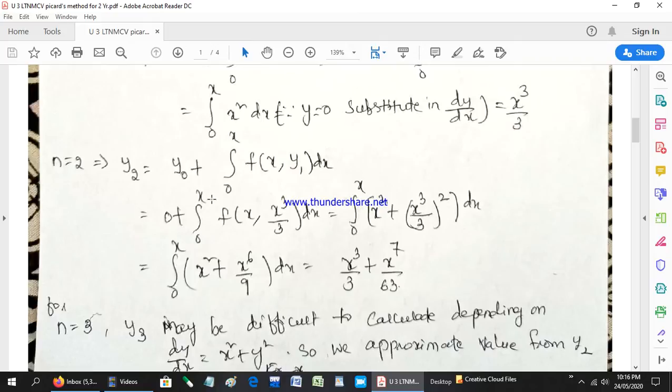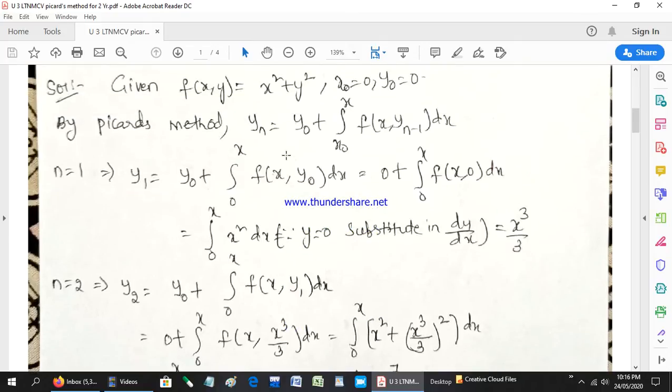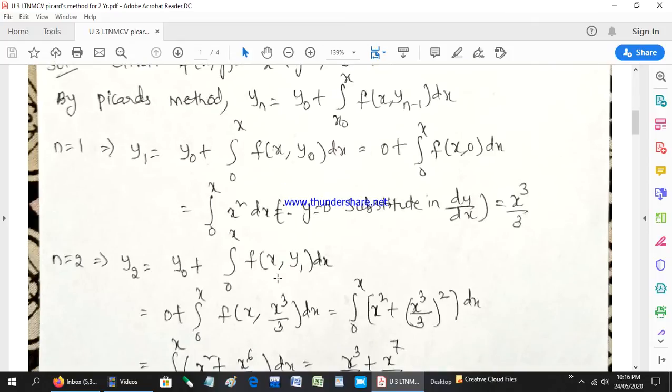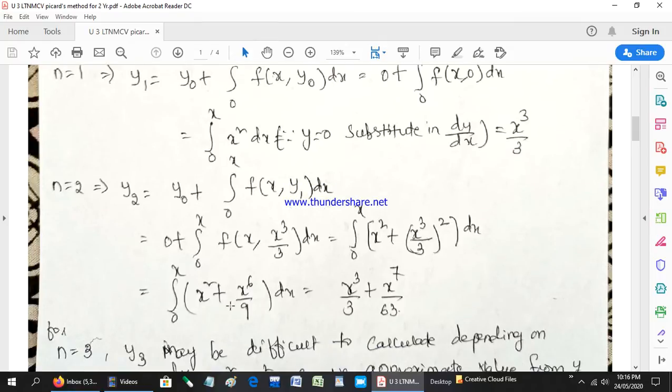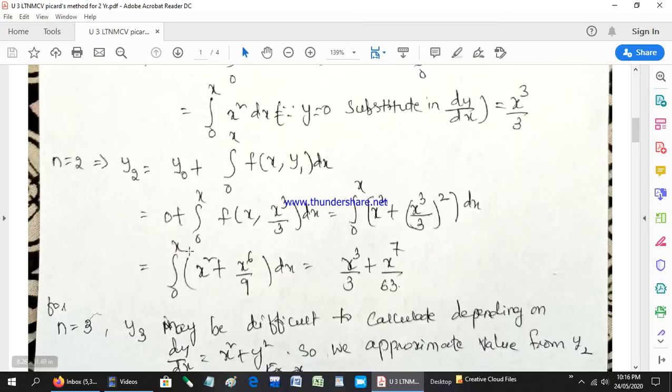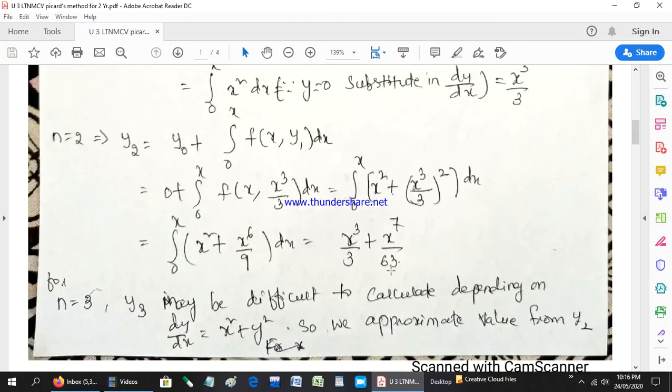Now what is the function? This is of the form f of x, y. The given function is x square plus y square, so in place of y, we have to substitute x cube by 3. So x square plus x cube by 3 whole square. This is integral 0 to x of x square plus x power 6 by 9. This gives x cube by 3 plus x power 7 by 63. This is the second approximation.